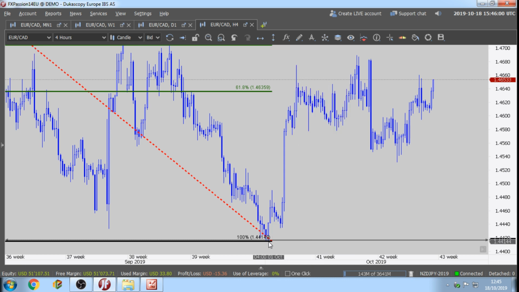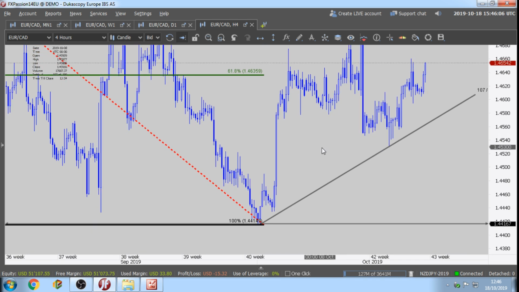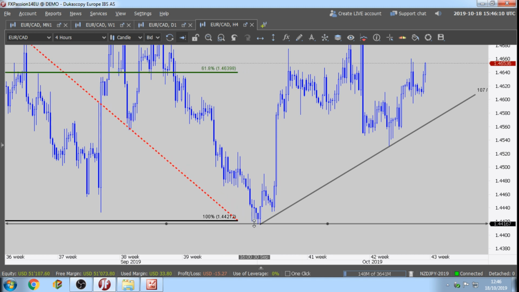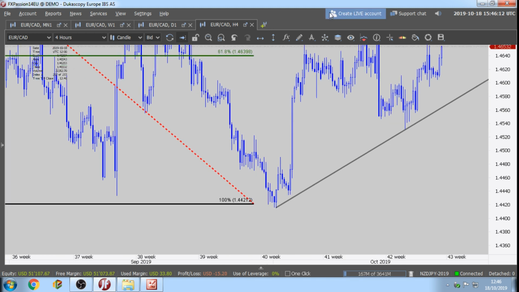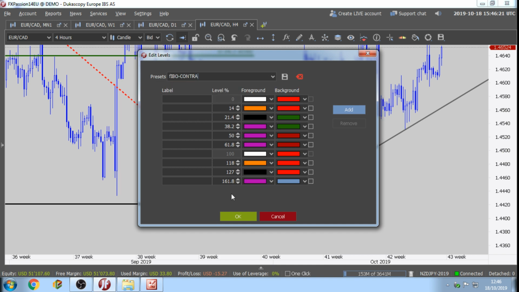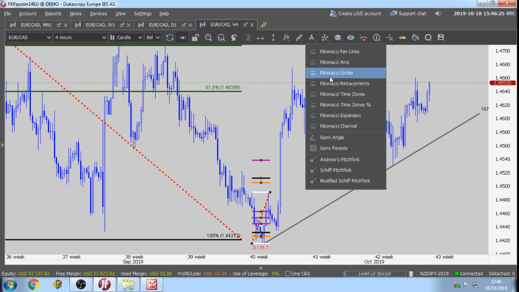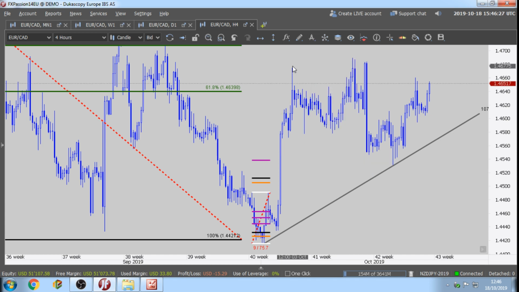Okay, how to manage the trade? Well, until it stays above the uptrend line, short-term uptrend line, then it's going to go up. This is not a rule, it's just a technique. So, this is the contrarian Fibonacci in here, and the extension Fibonacci retracements, high to low. There you go.